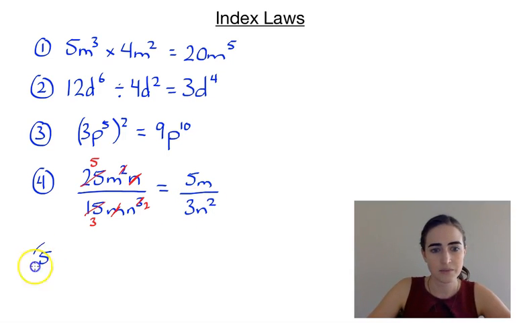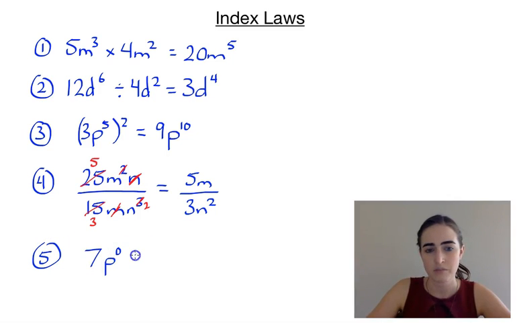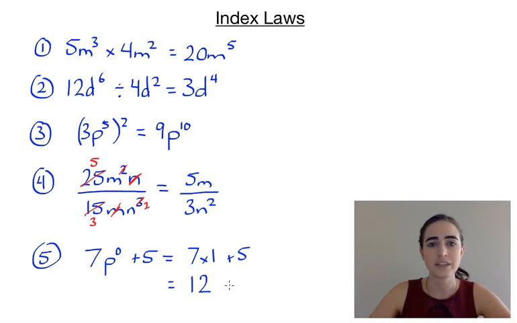One last example. We've got 7p to the power of 0 plus 5. Alright, so that p to the power of 0, that's going to be equal to 1. So we've got 7 times p to the power of 0, so that simplifies to 7 times 1 plus 5, which is just 7 plus 5, which will give us a final answer of 12. So that's a few examples of how to use the index laws in problems.